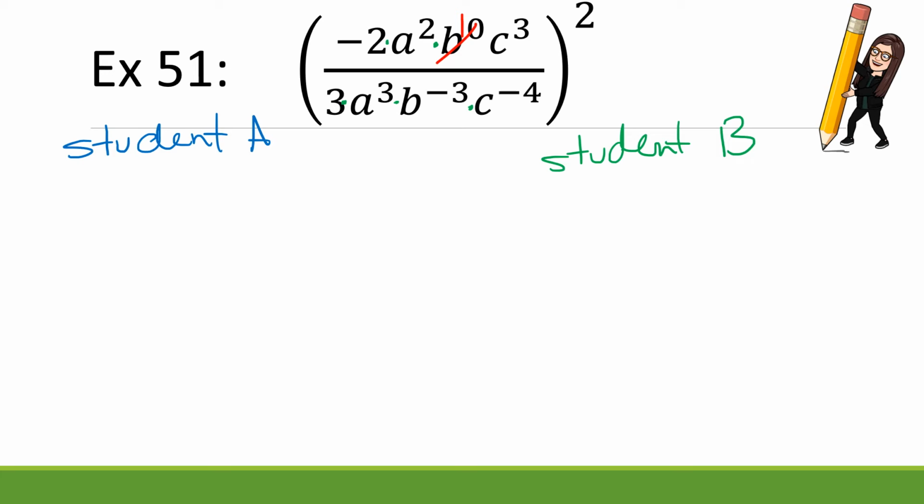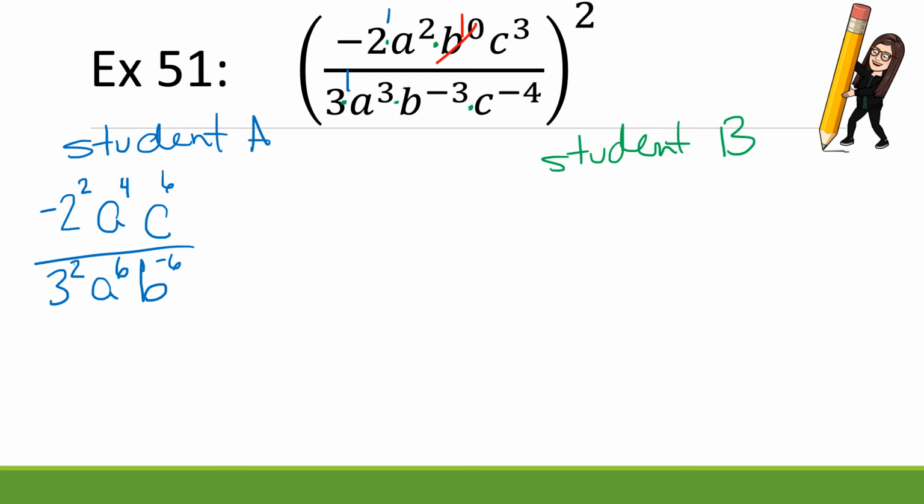The first option is to distribute that 2 to every piece. The negative 2, 1 times 2, 2. A, 2 times 2. C, 3 times 2. 3, 1 times 2. A, 3 times 2. B, negative 3 times 2. C, negative 4 times 2.